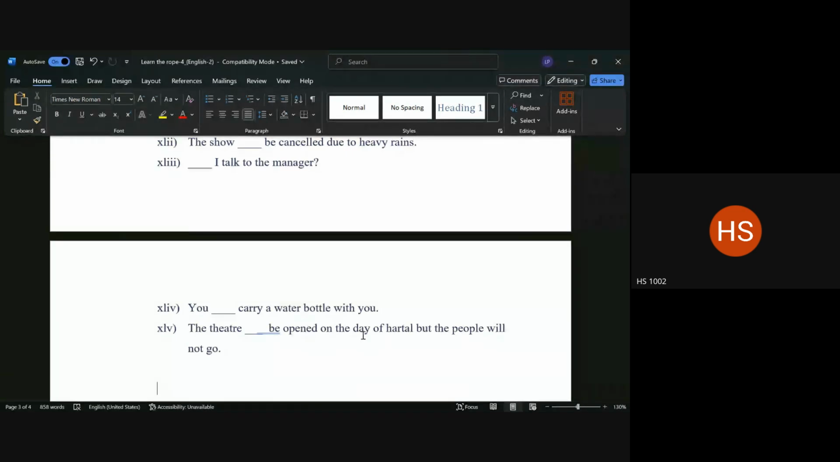You dash carry a water bottle with you. So if you're saying, should I talk to the manager, what is the meaning again? Expression. Suggestion. Okay. You should carry. Yes. Must carry. Must is fine. And if it's semi-modals, then of course you can use ought to carry, need to carry. Then you can carry is also possible, right? You could carry is possible. You may carry is possible.